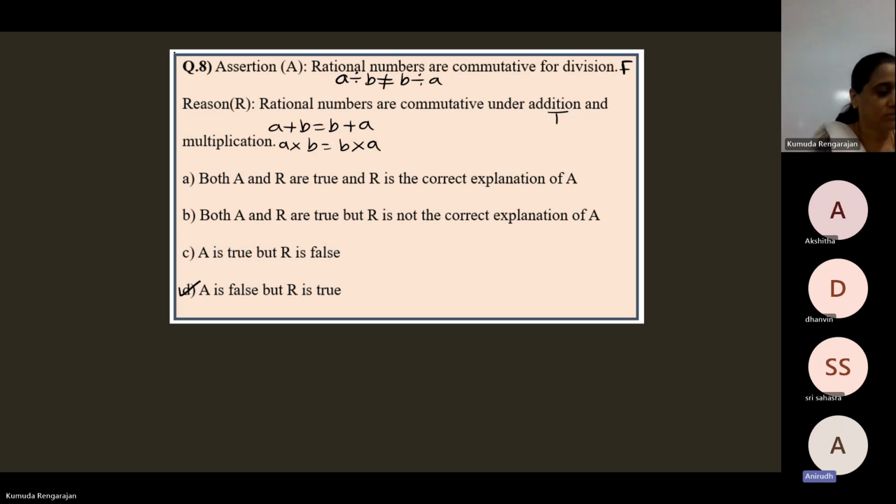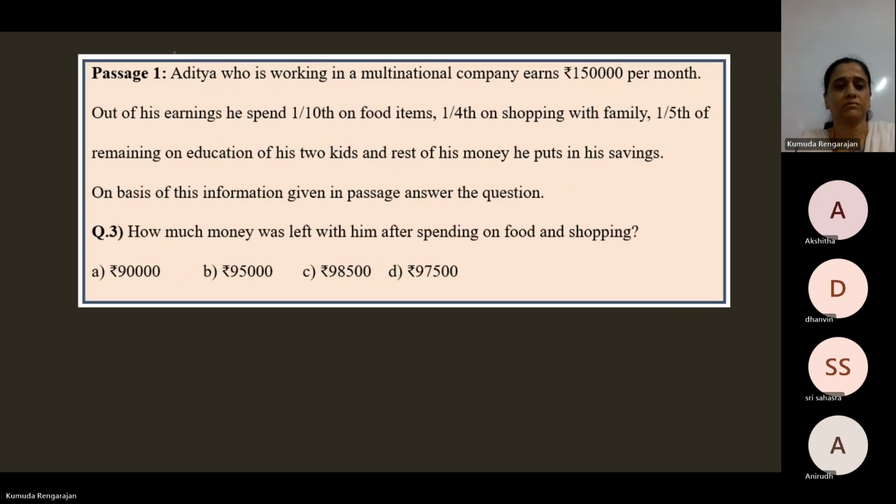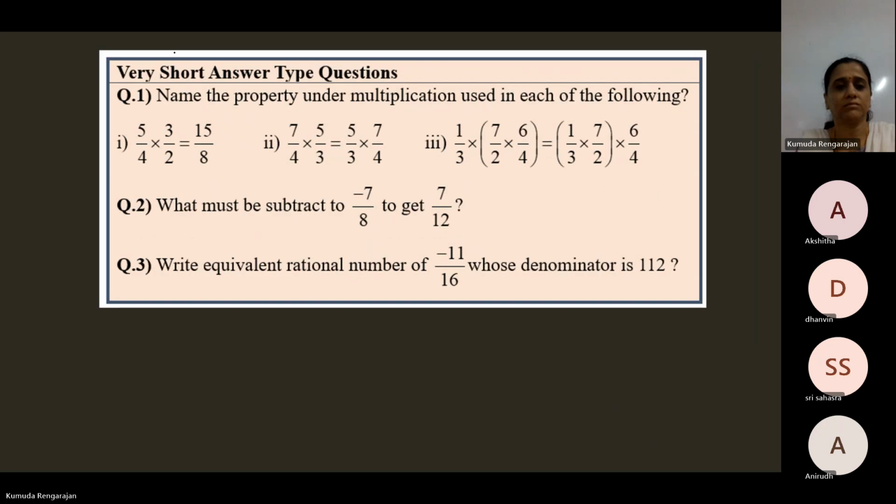Ma'am, should we write all these before the next class? No, no, no, you don't have to. Name the property under multiplication used in each of the following.